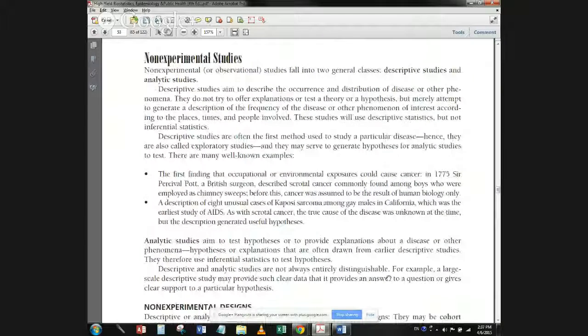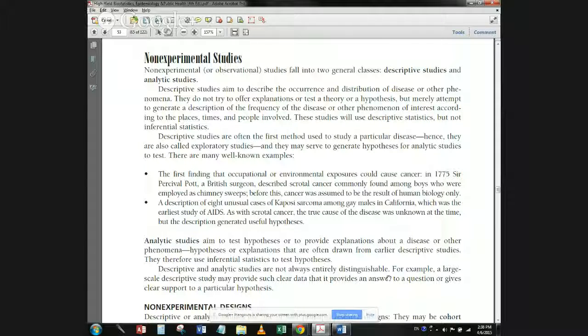Non experimental studies. Non experimental or observational studies fall into two general classes: descriptive studies and analytical studies. Descriptive studies aim to describe the occurrence and distribution of disease or other phenomena. They do not try to offer explanation or test a theory or a hypothesis, but merely attempt to generate a description of the frequency of the disease or other phenomenon of interest according to the places, times, and people involved.